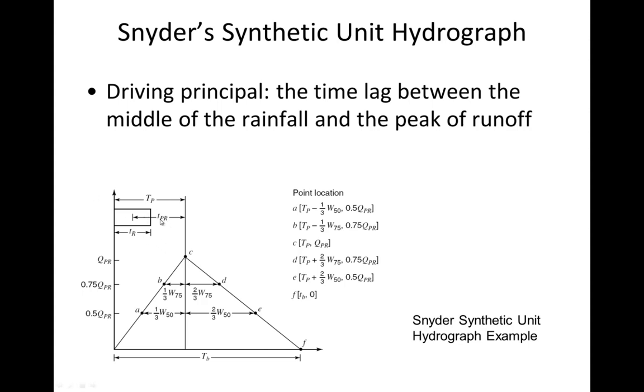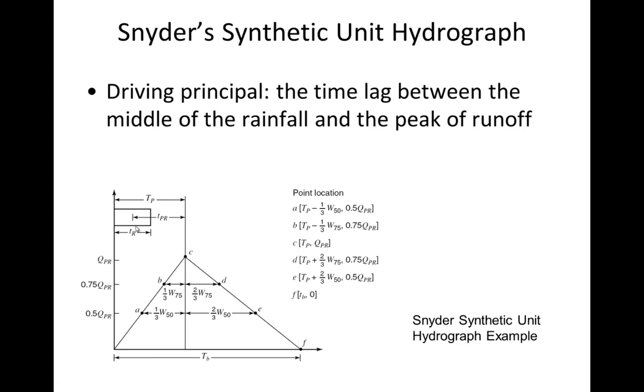T sub PR, capital P, capital R, that's the time from halfway through the rainfall excess event until the time to peak. And so if the rainfall excess event was 1 hour long, and then we calculate that the time to peak is 2 hours, then we'd say half an hour here, and then another hour from the end of the rainfall excess to the time to peak. So T sub PR would be 1.5 hours if we had a 2-hour T sub capital P, and then a 1 hour rainfall excess event.